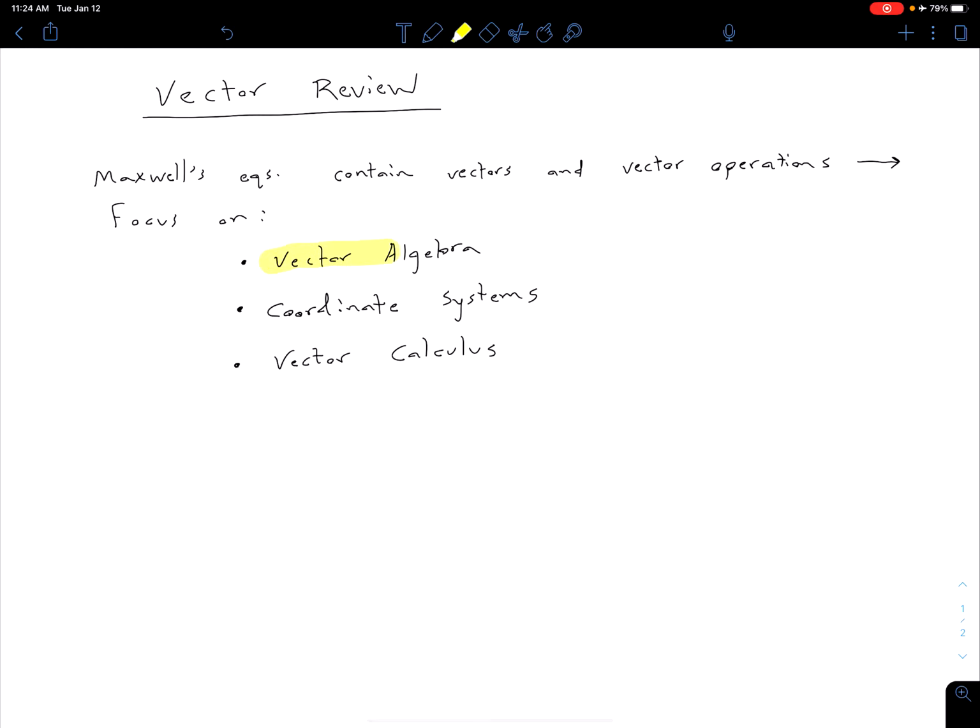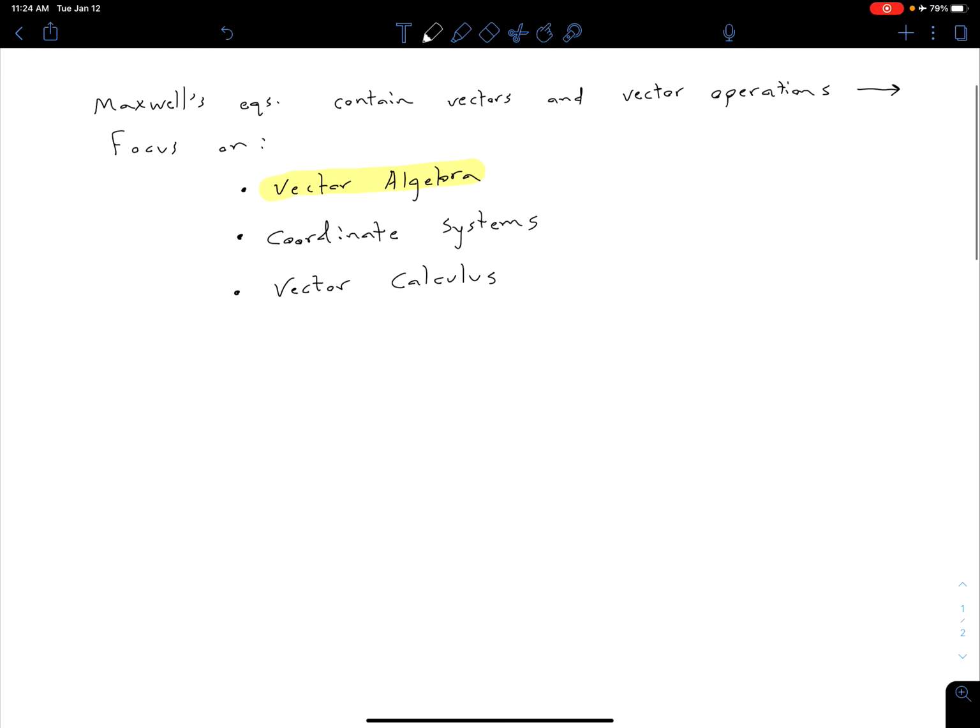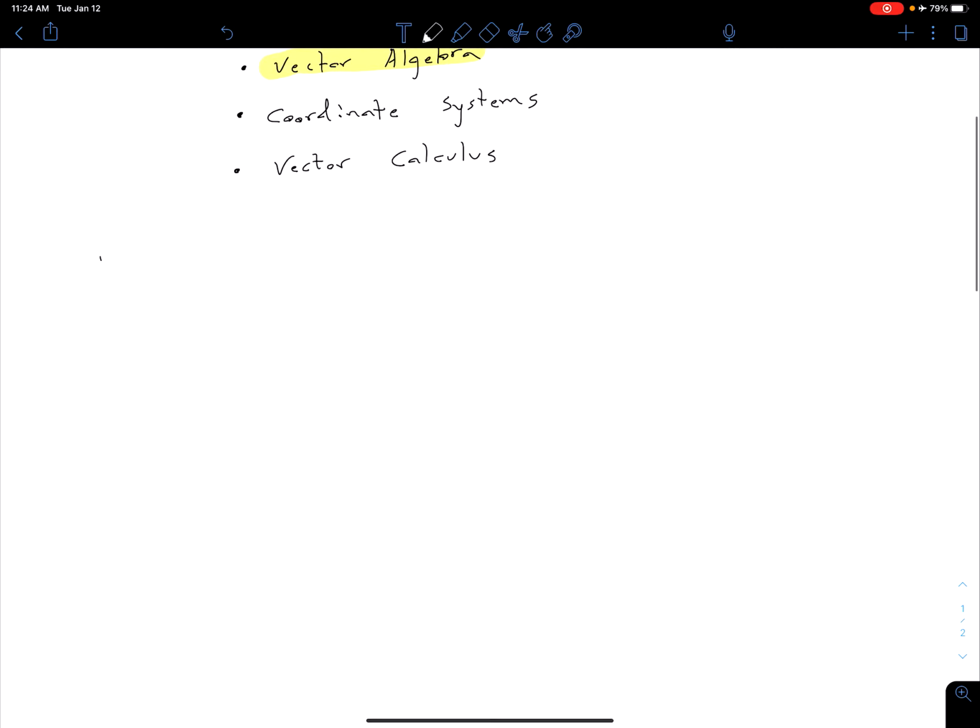So before we get into our first topic, our vector algebra, what we want to do is spend a few minutes just going over some of the basic definitions and basic properties to make sure that everybody's on the same page. So let's start by defining what we mean by vector and scalar. A vector is just a quantity that can be described by a magnitude and a direction.